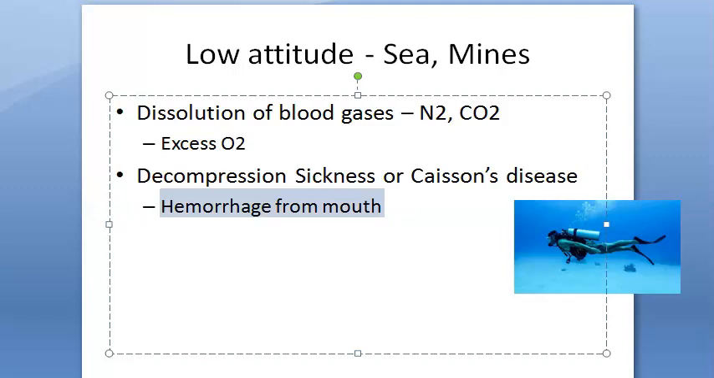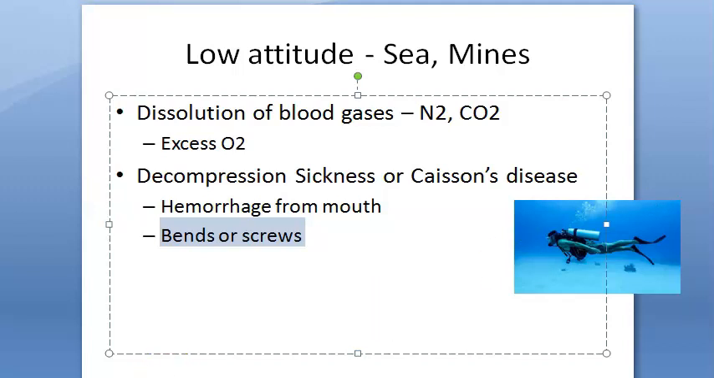Severe pain in muscles and joints. Because of these gas bubbles, there will be severe pain in the muscles and joints. This is called as bends or screws. Okay. Bends or screws. And death can happen because of gas emboli in blood.